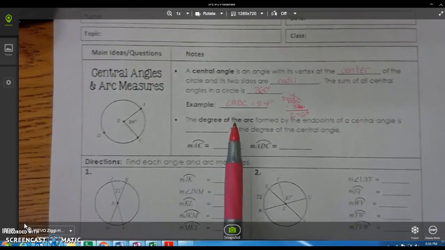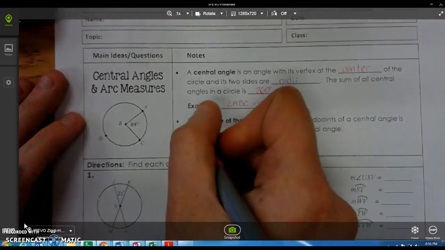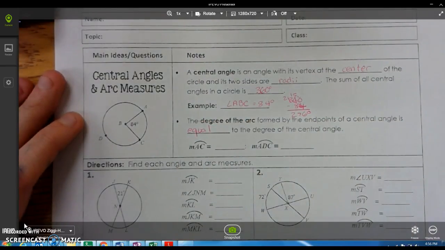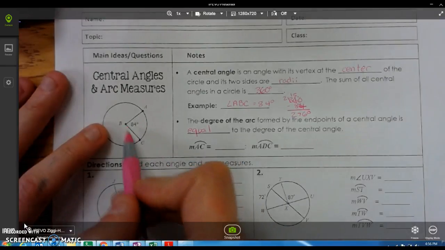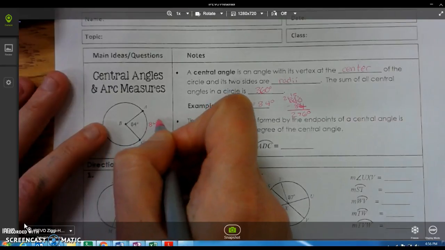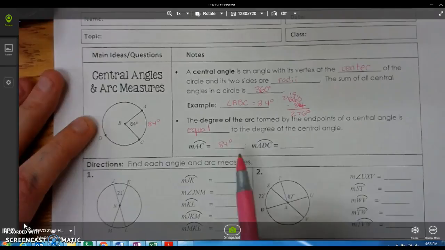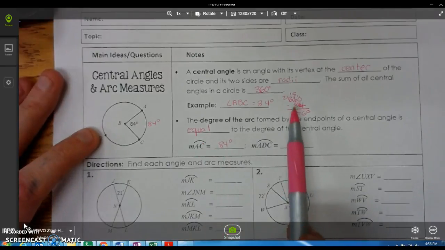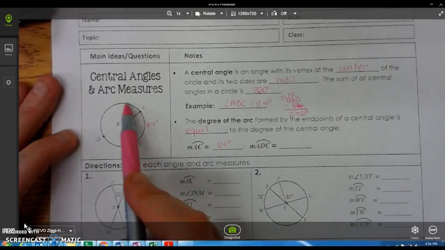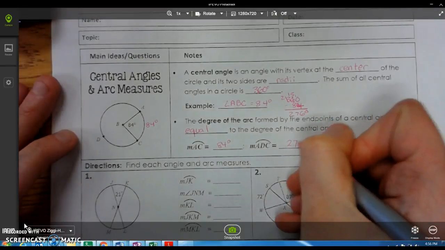The degree of an arc formed by the endpoints of a central angle is equal to the degree of the central angle. So ABC was 84 degrees. That means that AC is also going to be 84 degrees. Since this subtracted from 360 is 276, ADC, A to D to C, the major arc, is going to be 276 degrees.